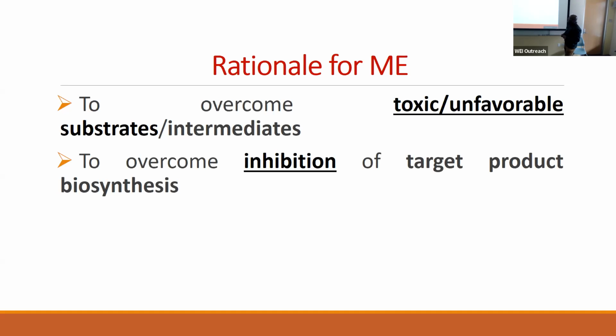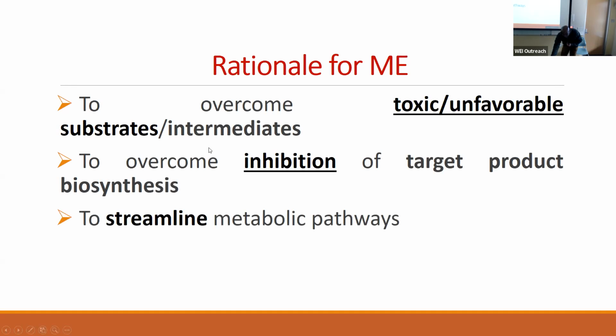The other one is that you want to overcome the inhibition of your target product biosynthesis. In some cases, as I said, you can start making the product. After a while, you don't make it again because of what we call feedback inhibition. To be able to overcome that, you can engineer the protein or the enzymes involved in this case to be more resistant to feedback inhibition. Another reason as well is to streamline the flow of carbon in the metabolic pathway. Sometimes you find out that a particular organism makes about 5 different compounds.